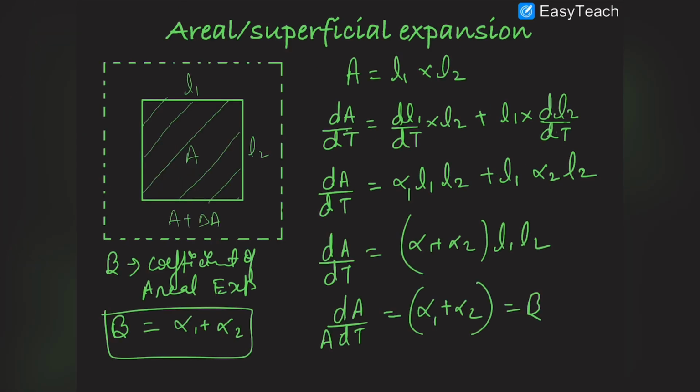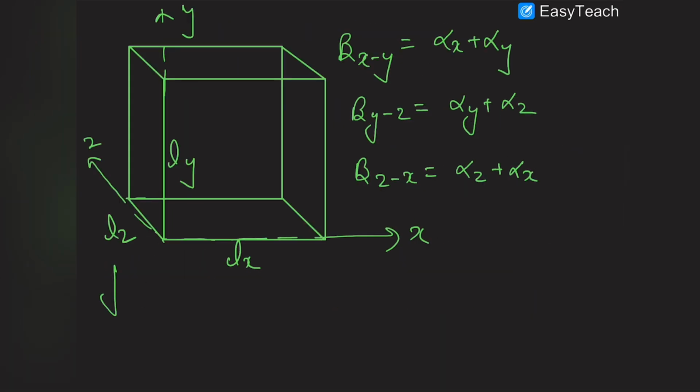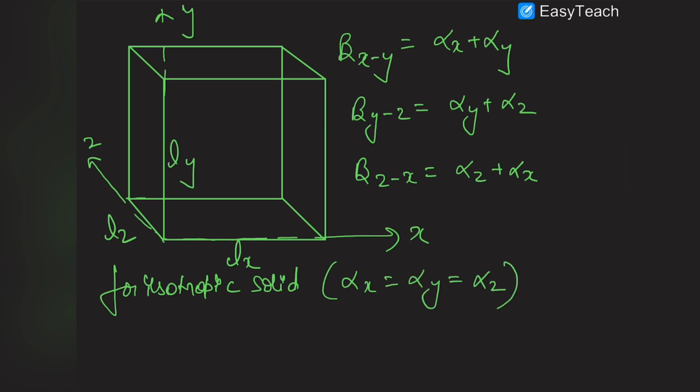Okay, but for isotropic solids, which are those that have the same expansion coefficient in all 3 directions, alpha x is equal to alpha y is equal to alpha z. Therefore we can say for isotropic solids beta is only 2 alpha, because in any direction if you calculate, it would be equal to 2 alpha, where alpha is the linear expansion coefficient in any one direction.